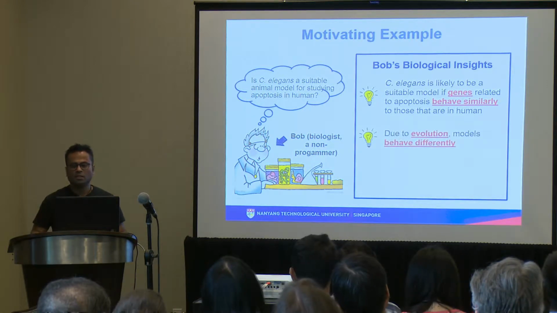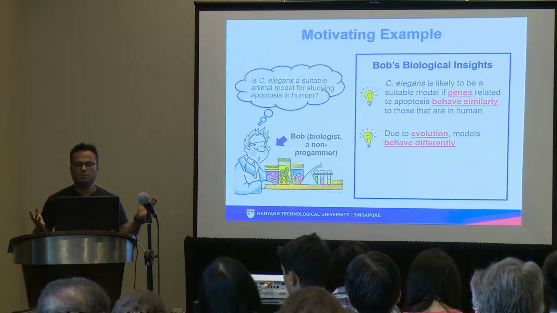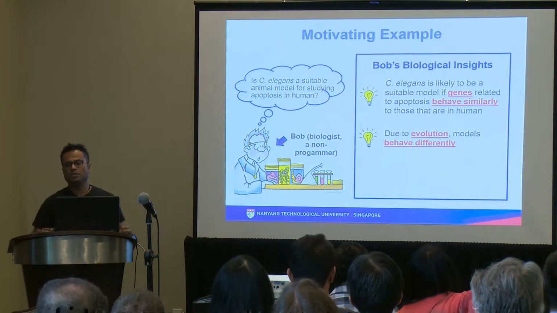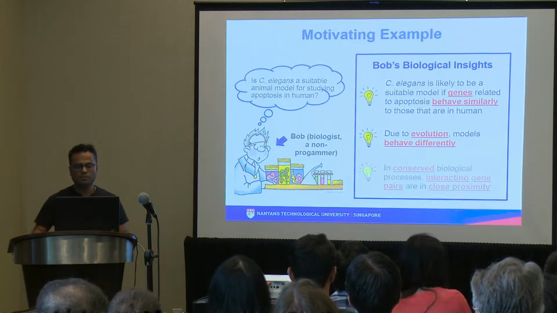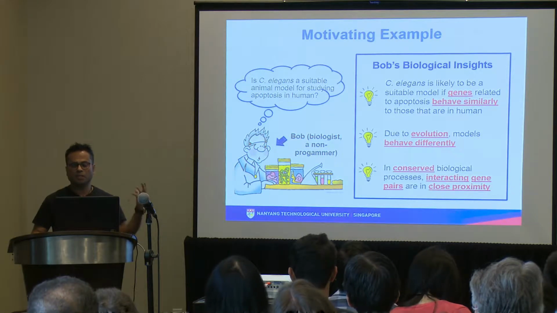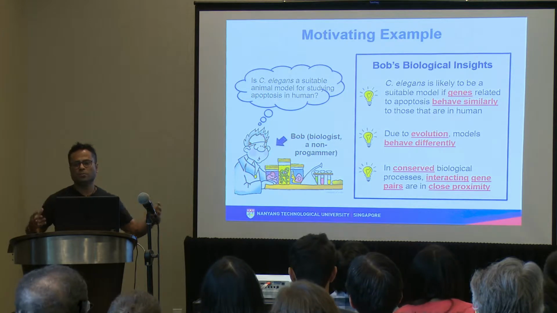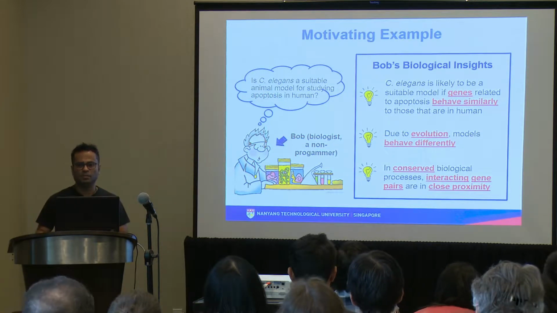Second, although they may behave similarly to humans, that does not mean they are exactly the same. Due to evolution, their behavior changes over time. And lastly, in conserved biological processes, interacting gene pairs are typically in close proximity. They can't be very far away from each other.